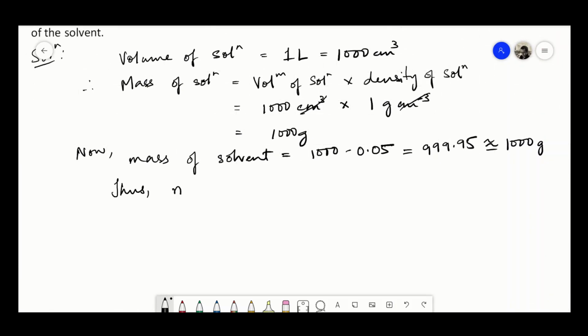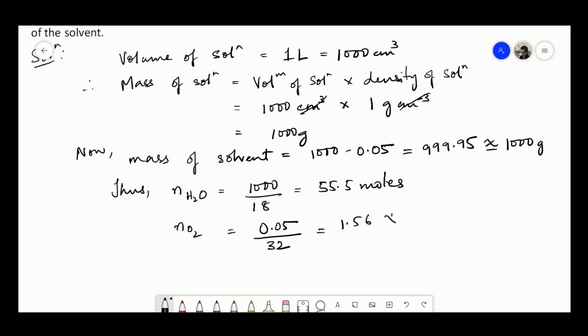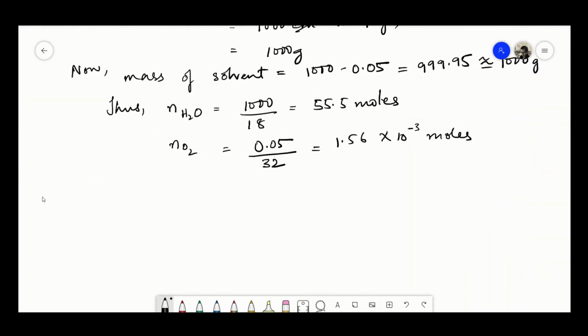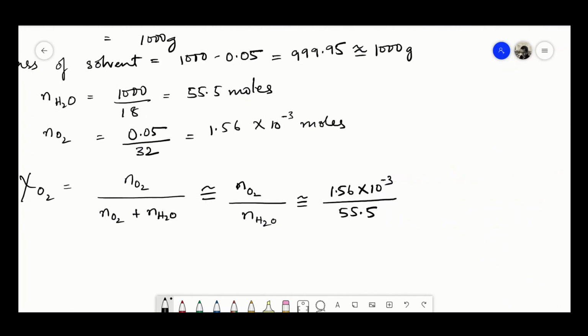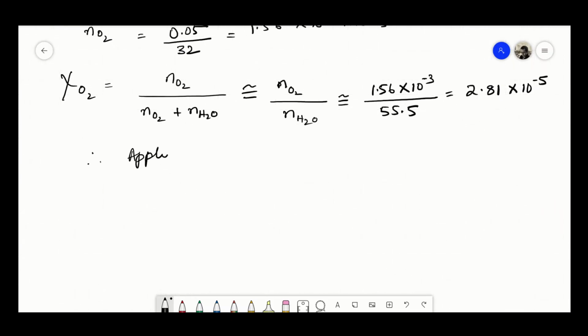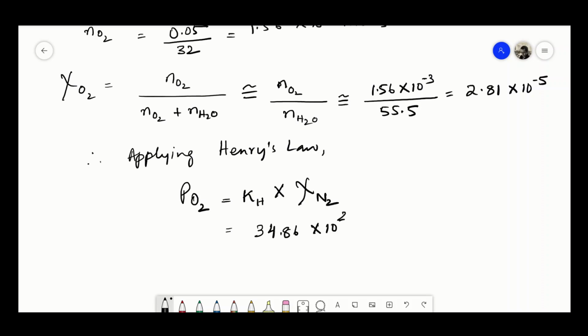So we can find the number of moles of water and that of oxygen, and by doing so we can also calculate the mole fraction of oxygen. Since the amount of gas in the solution is very less, it is assumed that the number of moles of oxygen is very less, and hence the total number of moles is nearly equal to the total number of moles of water. So here we find that the mole fraction of oxygen is equal to 2.81 times 10 to the power minus 5. Now putting this value in the relation for Henry's law, we can find the partial pressure of oxygen, and here it is found to be 0.98 bar.